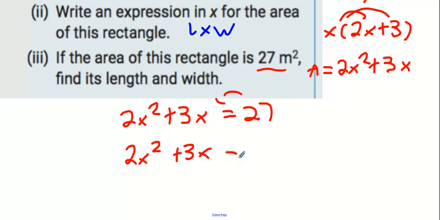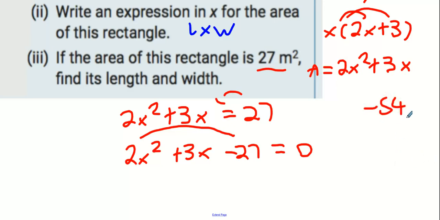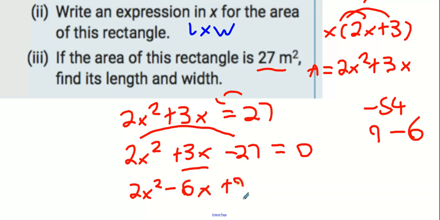You can do the minus b formula if you want, but you can also do factorizing. 2 times 27, minus 54. 2 numbers that differ by 3. 9 and minus 6. You can do the minus b formula if you want, or you could do the factorizing method. Your choice. I say a lot of you might feel comfortable with the minus b formula now anyway.